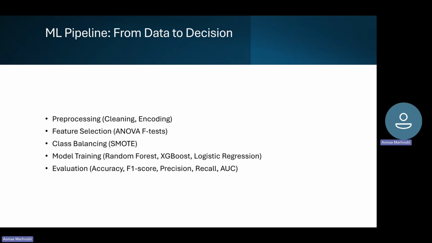80-20 for training and testing. Three classifiers were tested: logistic regression, a one-versus-rest strategy with a linear baseline; random forest, an ensemble model of 100 trees; and XGBoost, gradient boosting set up for multi-class.